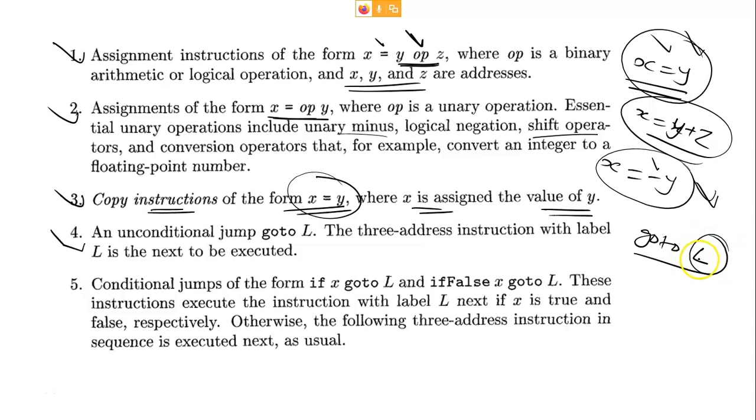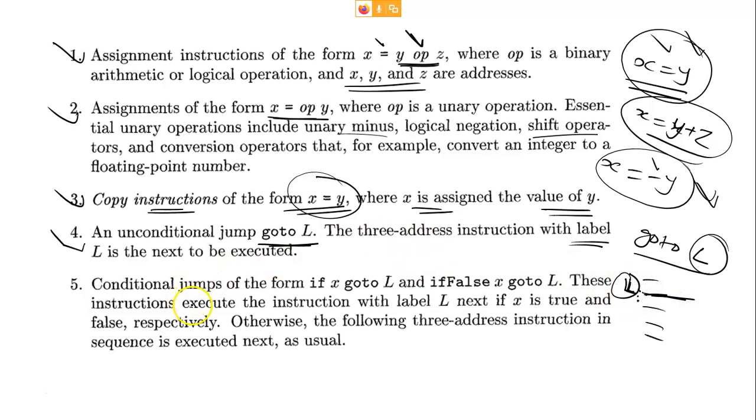This L is a label. So when you write the 3 address code, this L is basically a label for some instruction. Of course it depends on the implementation whether you use this label or some pointer. So that depends on the implementation. Here we will use the label. Basically this instruction has this label. So go to L means just unconditionally, directly go to the instruction which has the label L.